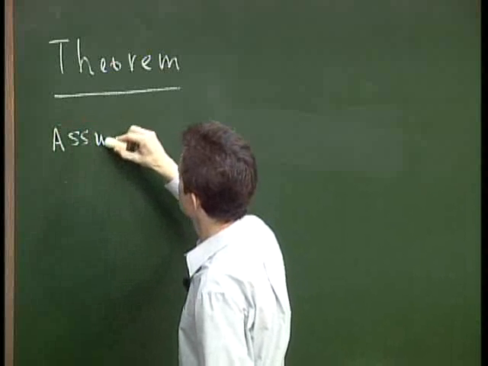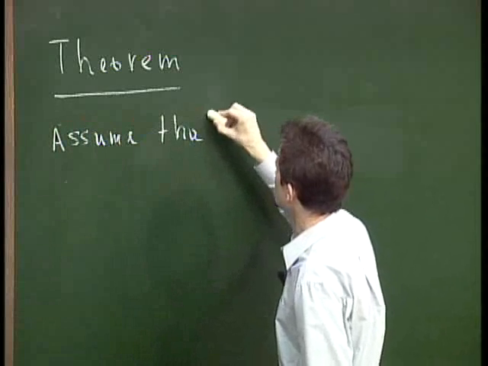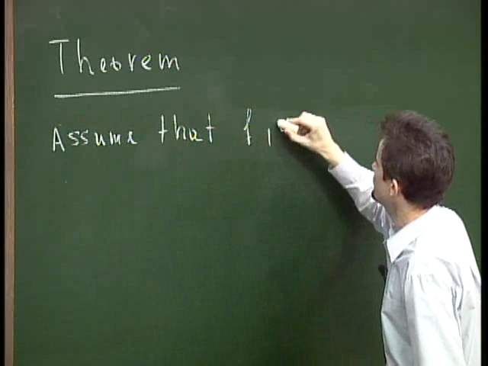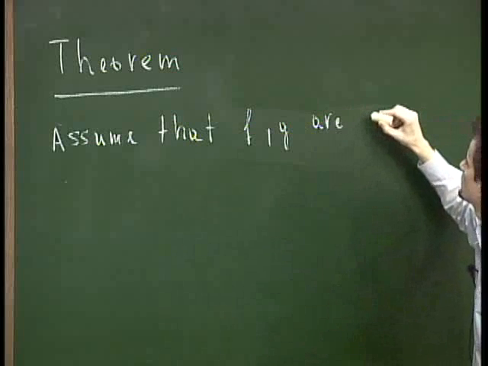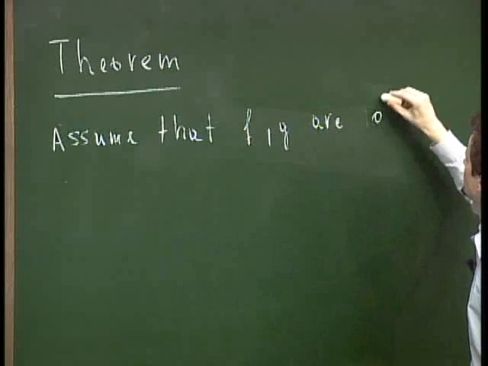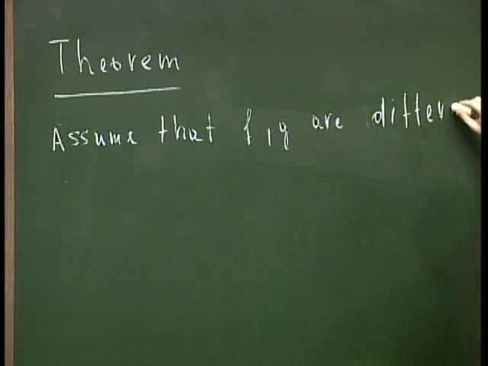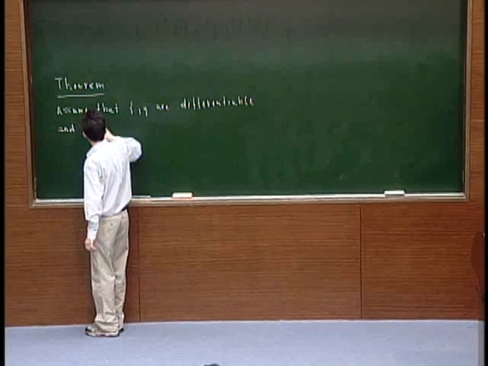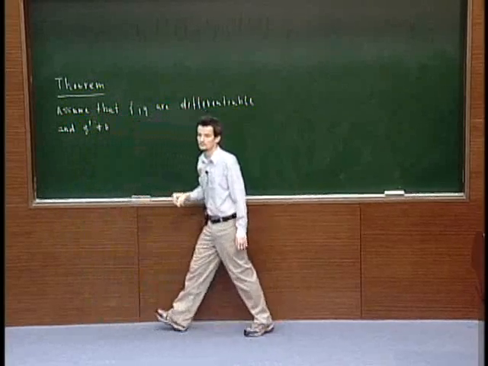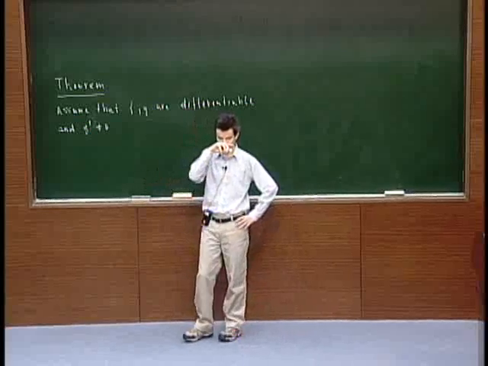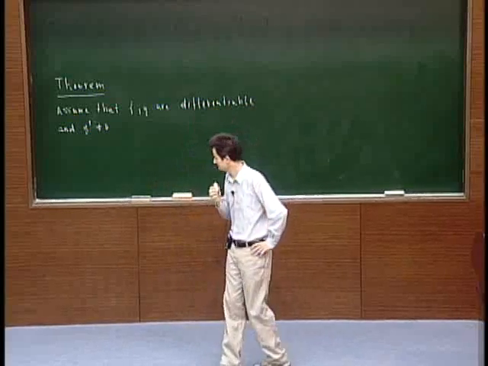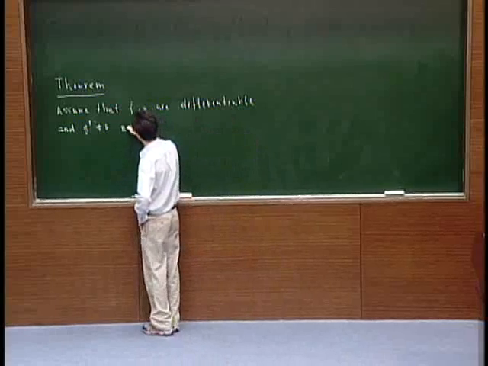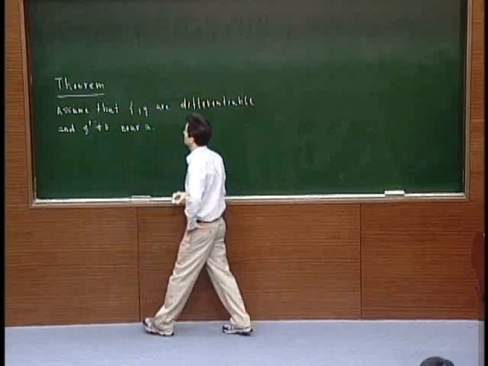So assume that f and g are differentiable, and the derivative of g is not equal to 0 near A. Okay, so these are our assumptions.